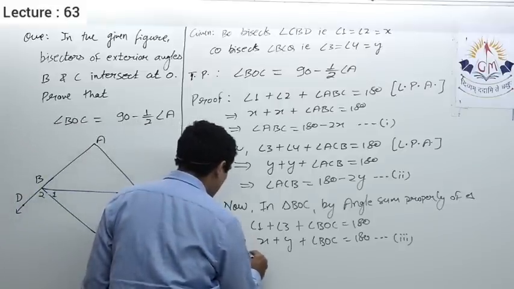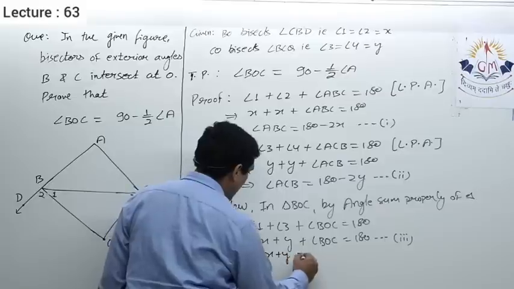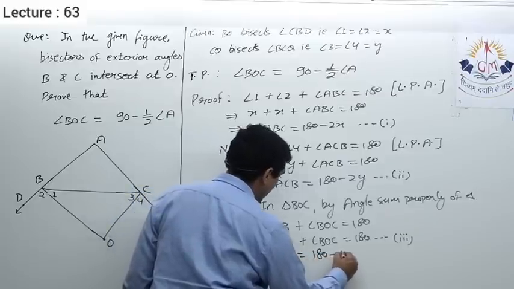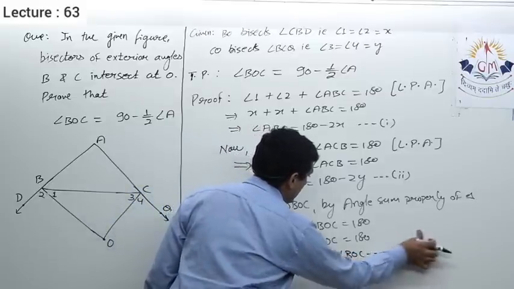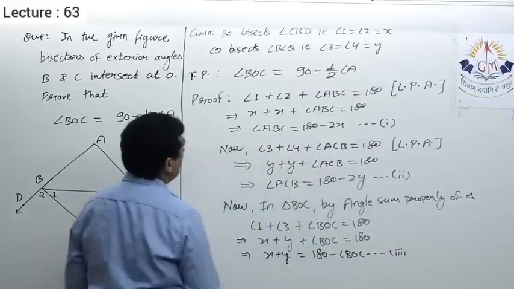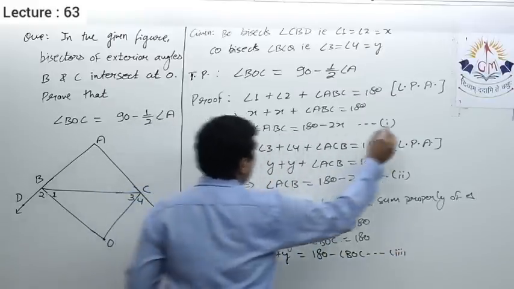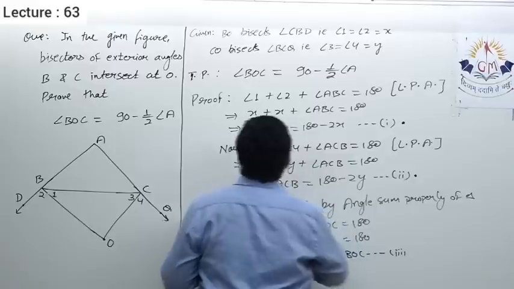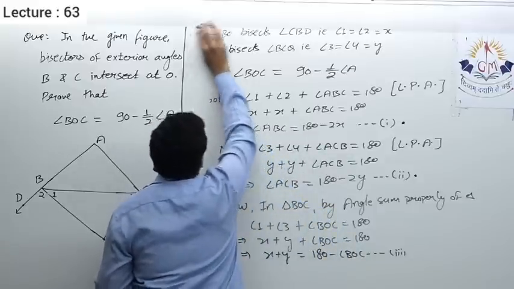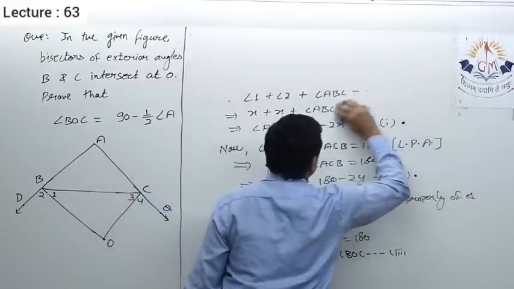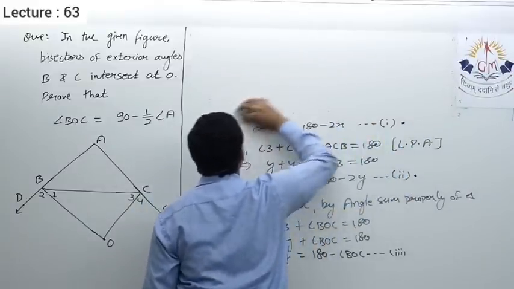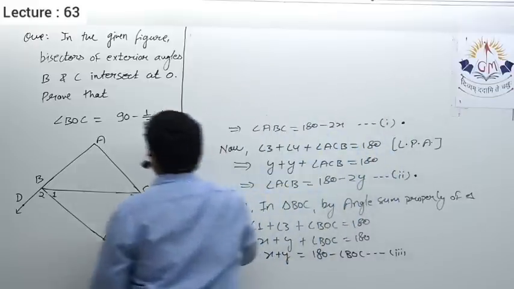Okay, so let us see its solution further. Here I am writing x plus y equal to 180 minus angle BOC, and this I am calling equation number 3. So see, I need equation 1 as well as equation 2. I need these two equations. So now let us see how to solve it further.